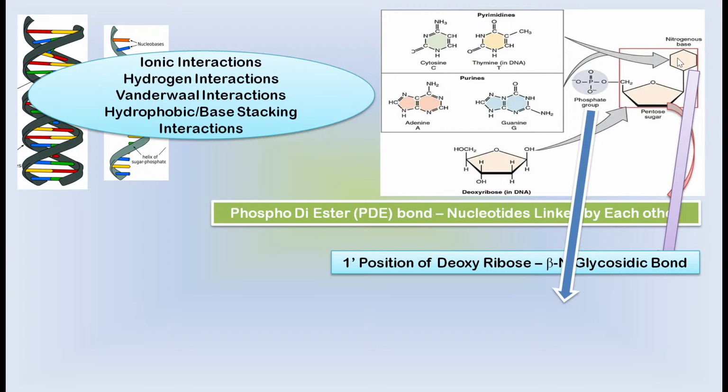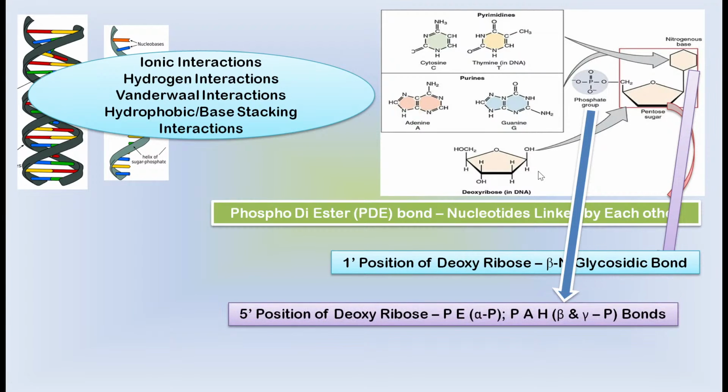In this way, the sugar and nitrogen base linked to each other through the beta N glycosidic bond is known as a nucleoside. Upon binding of phosphate to this nucleoside, it gives a nucleotide. If 1 phosphate is attached, that is a nucleoside monophosphate. If 2 phosphates are attached, nucleoside diphosphate, whereas if 3 phosphates are attached, nucleoside triphosphate. The first phosphate is linked to the sugar at the 5th position by a phosphoester bond, whereas the 2nd and 3rd phosphates are linked by phosphoanhydride bonds, which are high energy bonds.